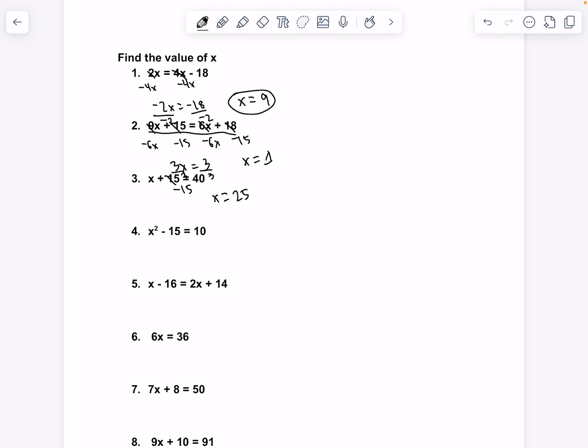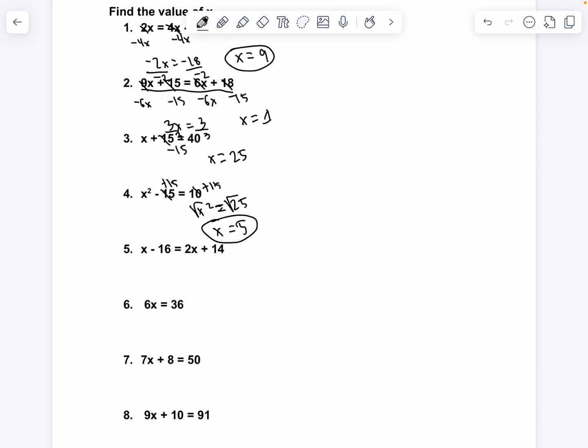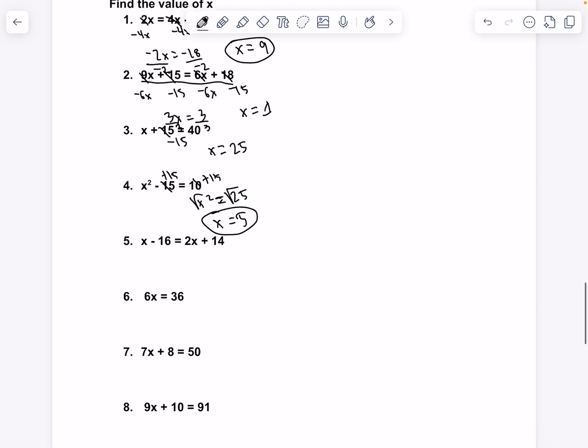For the ones where it's x squared, we would first get x squared by itself, so we would add 15. X squared is equal to 25. Then we would square root it. Square root of x squared is x, and square root of 25 is 5. So our answer will be x is equal to 5. For square roots, you should know your perfect squares, which basically means a number multiplied by itself.